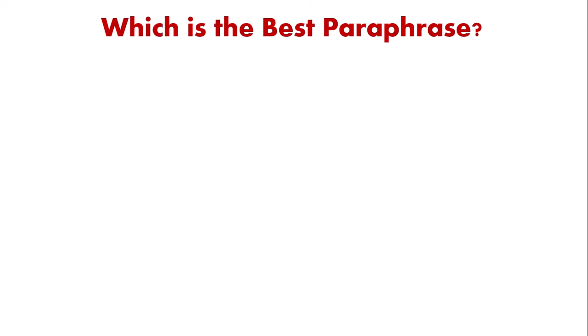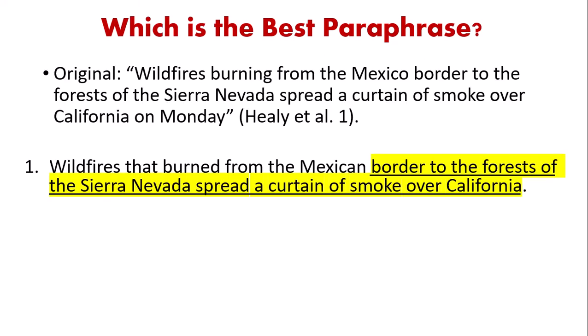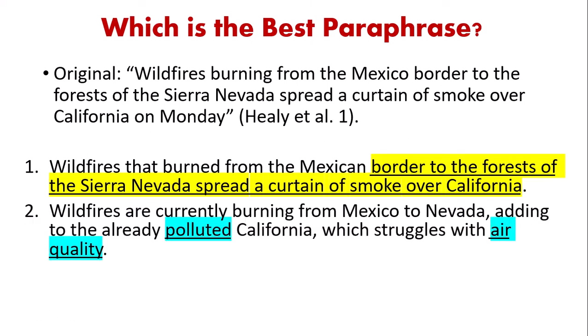Well, let's take a look at them again. This first one, I highlighted in yellow and underlined in case you can't see the yellow. From the Mexican border to the forests of the Sierra Nevada spread a curtain of smoke over California. Okay, so this whole part in yellow is the exact same language as what's up here above. So it's going to be too close, and it's really going to be plagiarized and not a proper paraphrase.